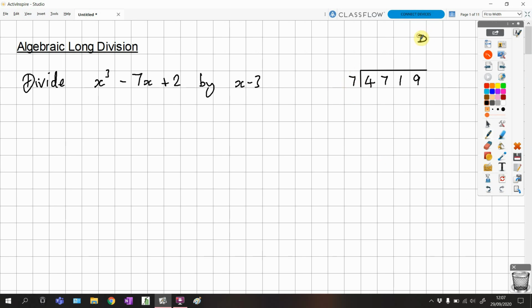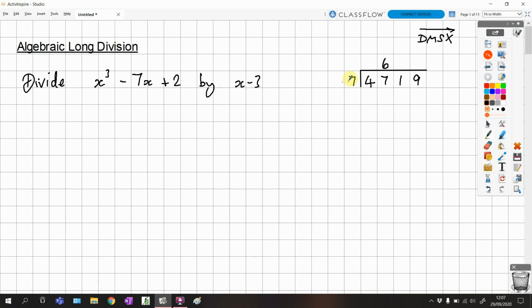There's a series of instructions that you need to follow as many times as it takes. Divide, multiply, subtract, and then something that my primary school teacher called crossing down, DMSX. And it goes something like this. 7 doesn't go into 4. 7 into 47 goes 6 times. There's the division.